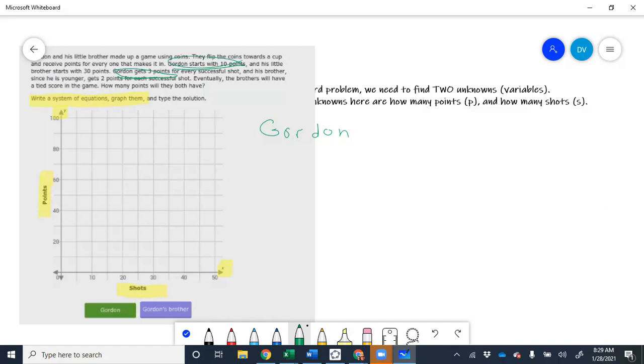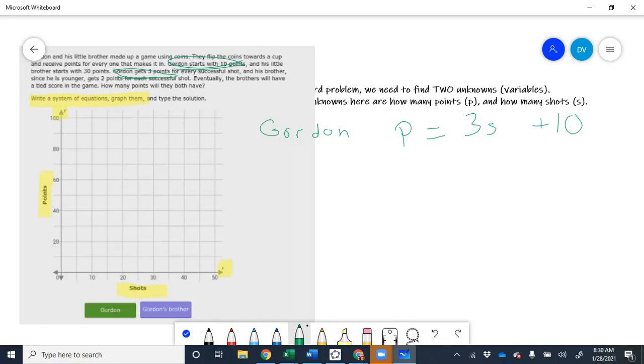Gordon starts with, so the number of points he has is, I'm going to put the plus 10 over here. He starts with 10, but he adds to that, he gets three for every shot, or 3S.